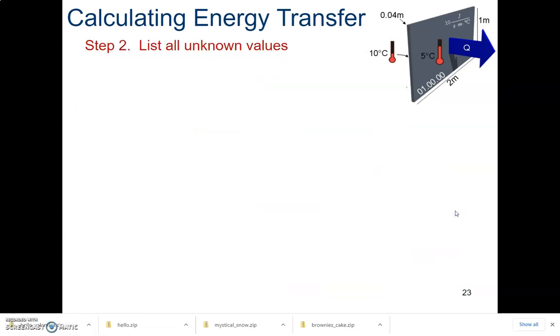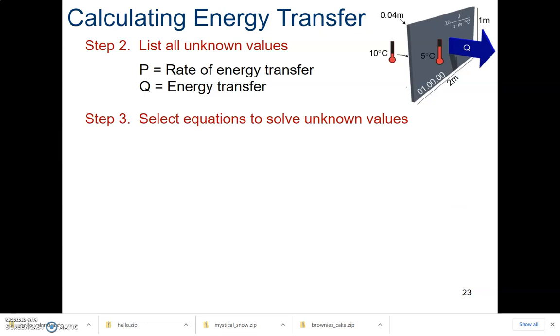List all the unknown values. We don't know the energy transferred, and we don't know the rate that the energy was transferred at. Those two things are pretty important. If we're dealing with something that's insulating, we want that rate to be low, and we want that energy transfer to be low, and we want the rate at which it happens to take a very long time. The more insulated a material is, or a space inside of a building, the better numbers you're going to have here.